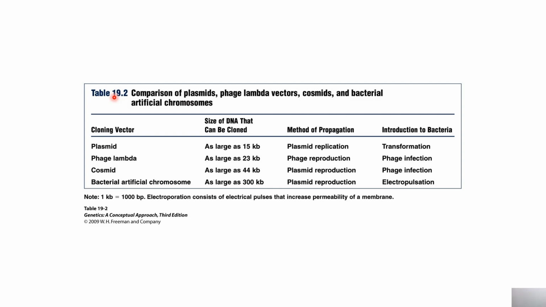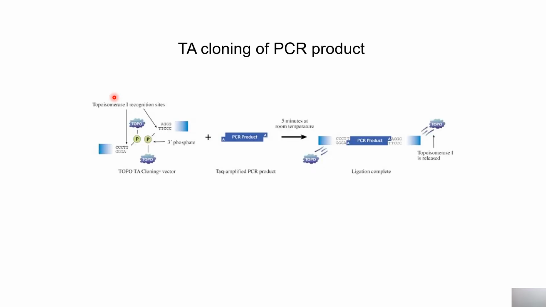Whereas BACs, which are even larger, can carry inserts as large as even 300 kb. They go through plasmid reproduction and can be taken inside cells by electroporation.